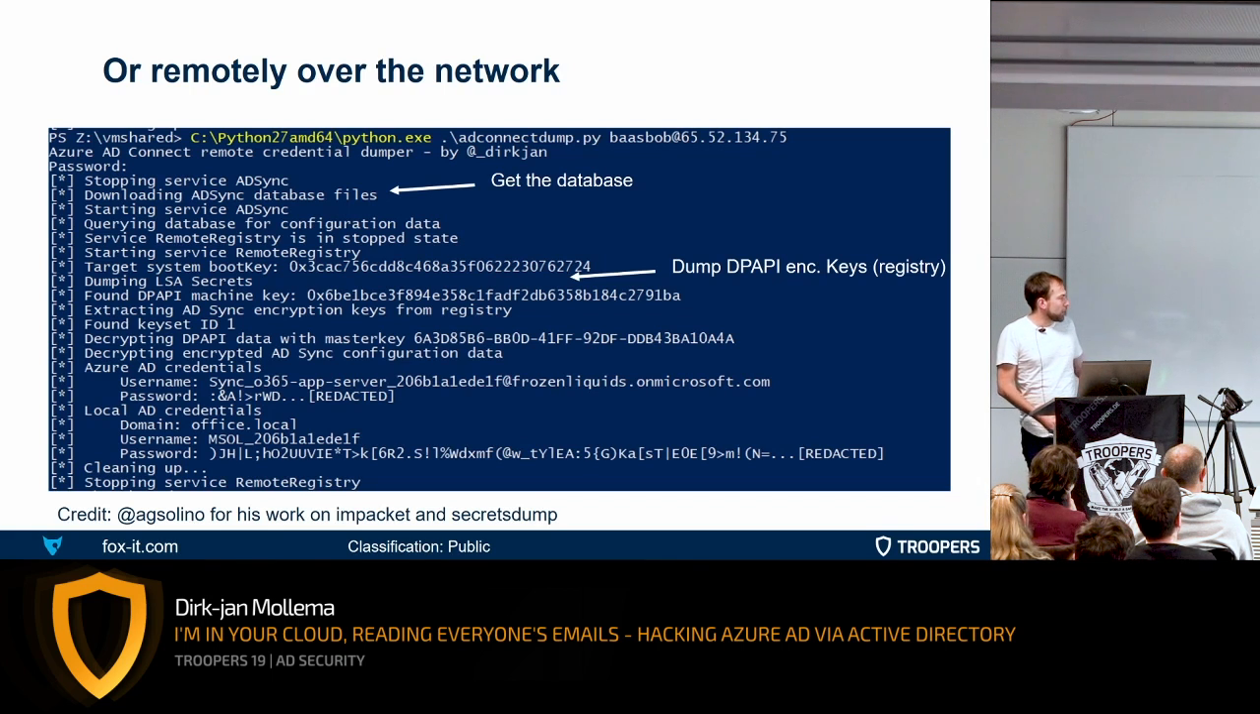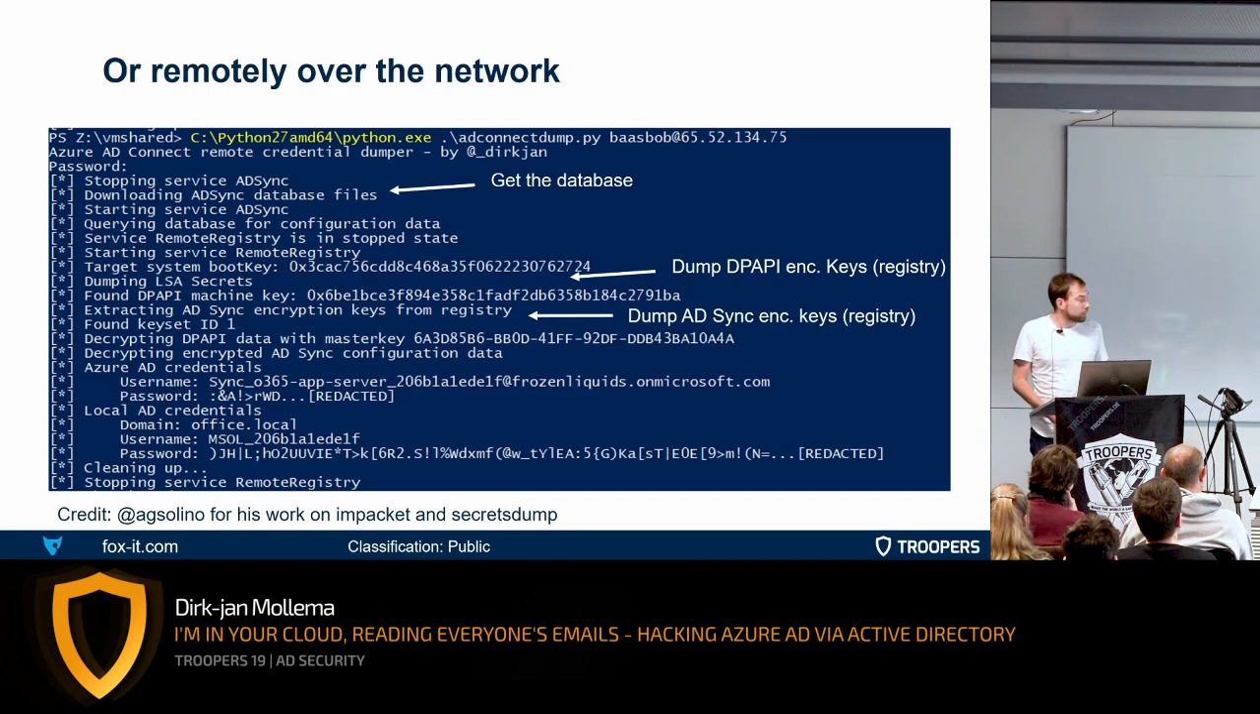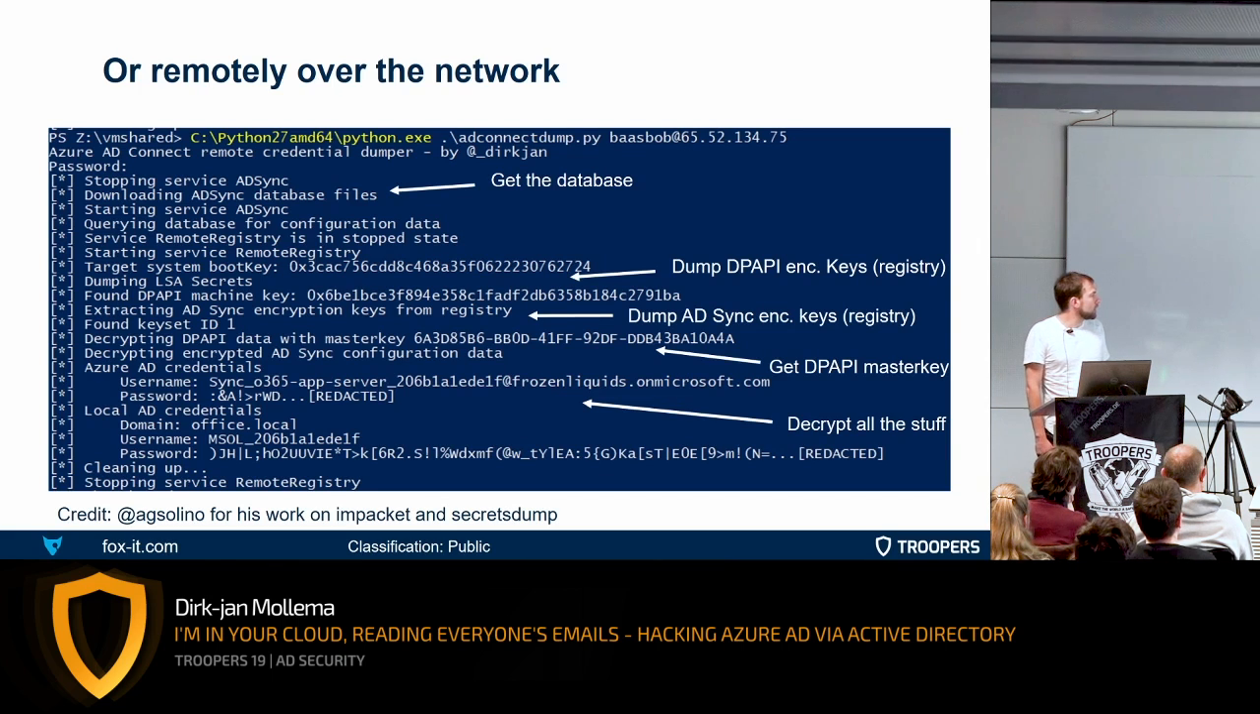So Dirk-jan's colleague Alberto Solino did most of the work here with grabbing the keys from the LSA and decrypting those. And I just took the encrypted part, and you can look up with which key it was encrypted. You get that one from disk, and then you find the right key, you decrypt the right key, and then you can decrypt the data. So that's what happens here. It gets the encryption keys from the registry, gets the master key from disk, and then you decrypt the passwords.